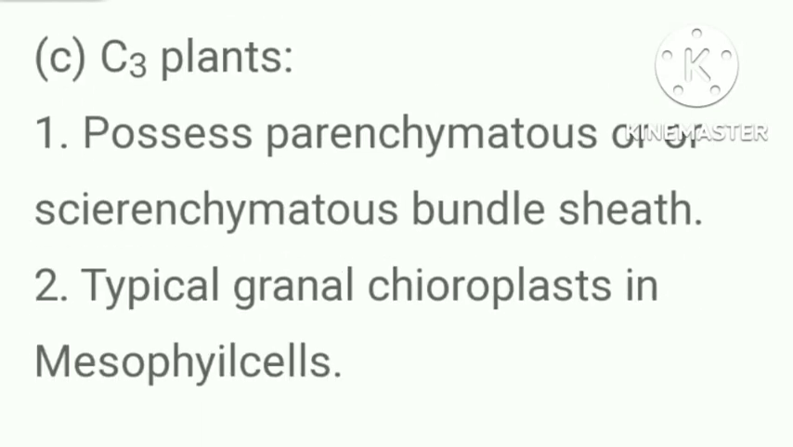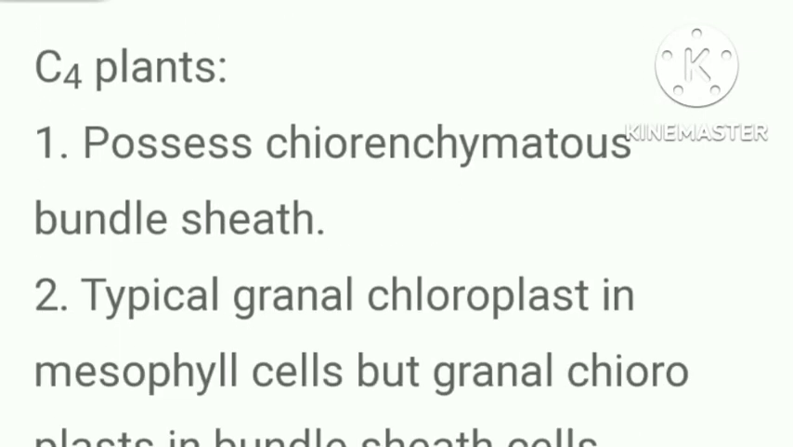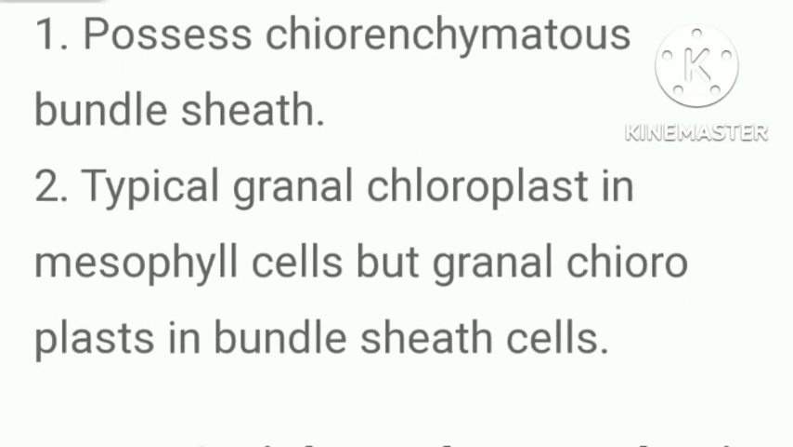Next, anatomy of C3 plants. Possesses parenchymatous or sclerenchymatous bundle sheath, typical granal chloroplast in mesophyll cells. C4 plants possess chlorenchymatous bundle sheath, typical granal chloroplast in mesophyll cells but agranal chloroplast in bundle sheath cells.